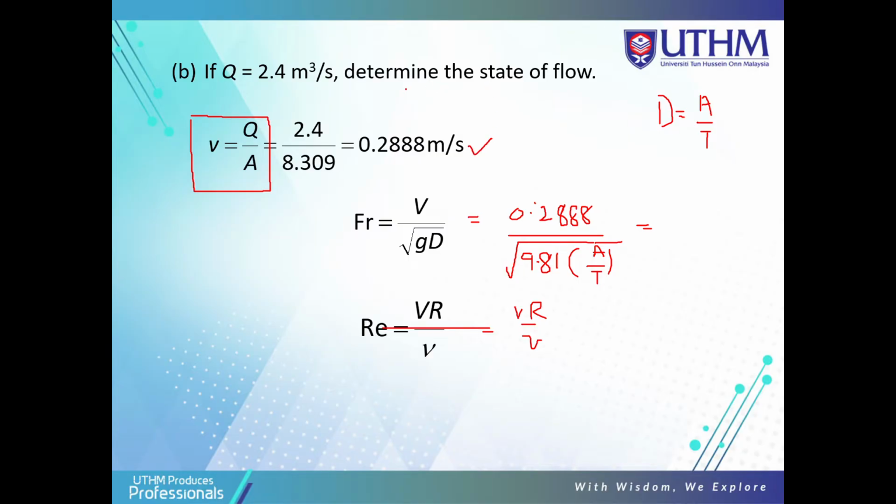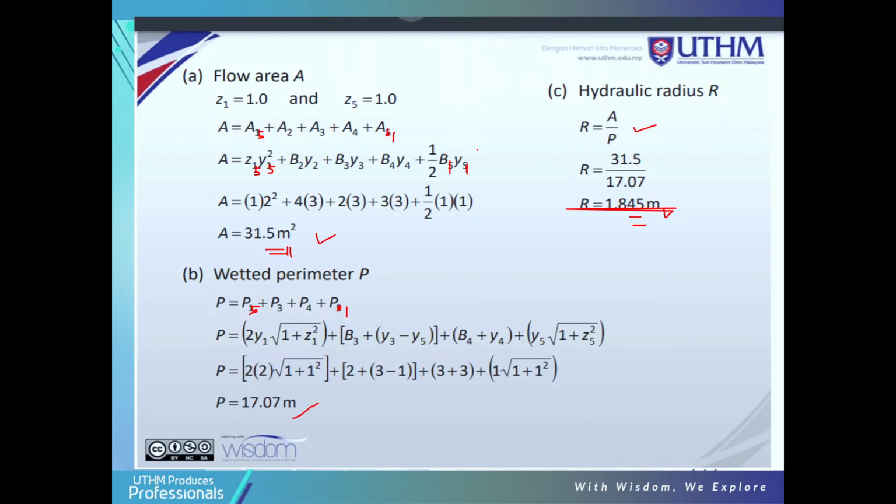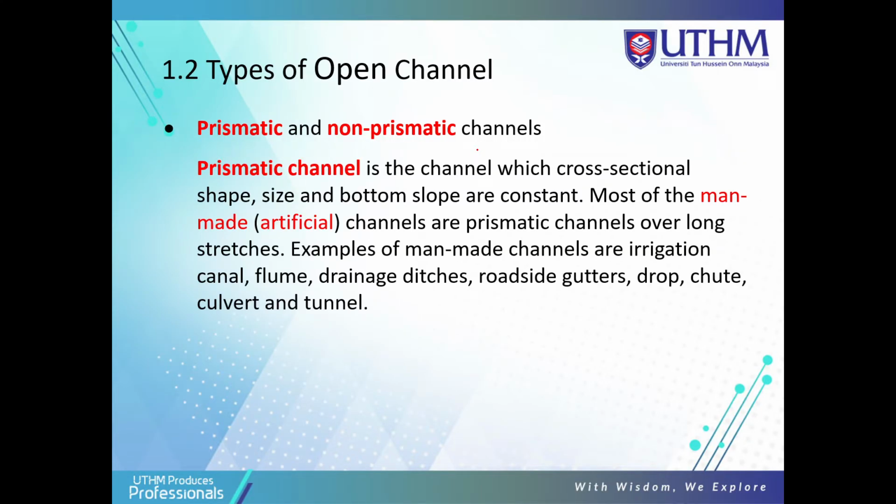To know the state of flow, you must refer to, sorry, we just jump to this slide. So we just look again at the types of open channel. The types of open channel are prismatic and non-prismatic channel. A prismatic channel is a channel whose cross-sectional shape, size, and bottom slope are constant.